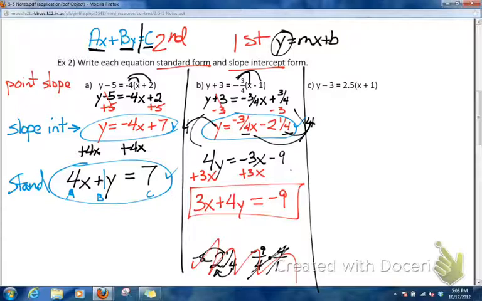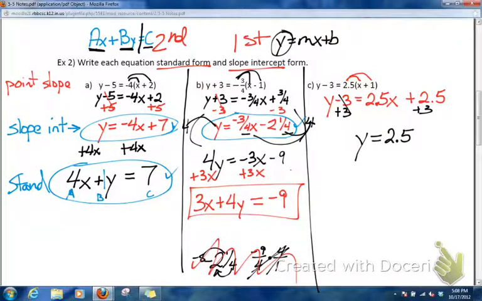Alright, and C, just checking here to see if you did C right. Distributing your 2.5, so I have y minus 3 equals 2.5x plus 2.5. For slope-intercept form, you just have to solve for y, so I'm going to add 3 to both sides. So my slope-intercept form says y equals 2.5x plus 5.5. So that's done there.